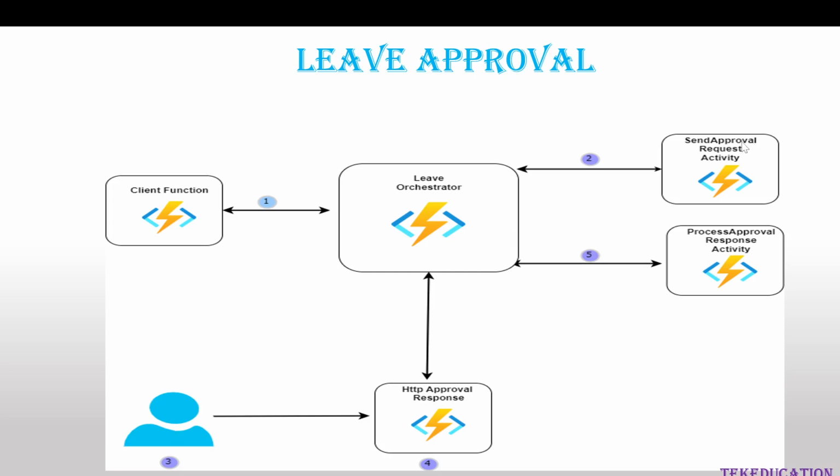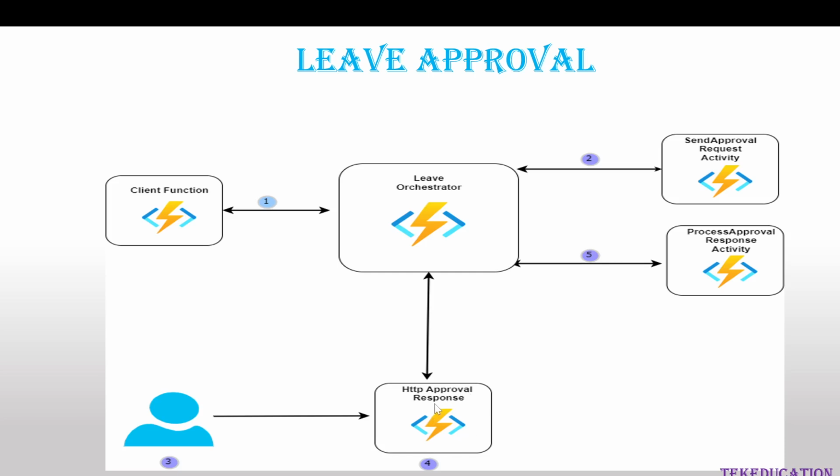It waits for the human interaction. That means your workflow will not proceed further. It will pause there. Once you get the response from the user, it will resume the workflow. So it comes to the third step, that is the user. Consider that the user has approved it, and the user sends his approval data to the HTTP approval response.